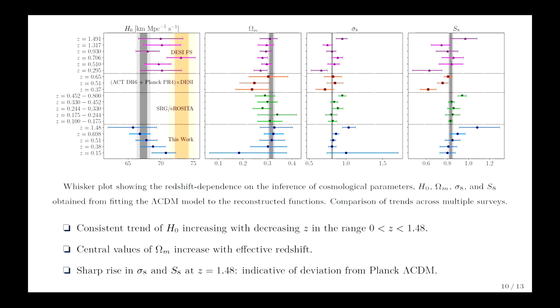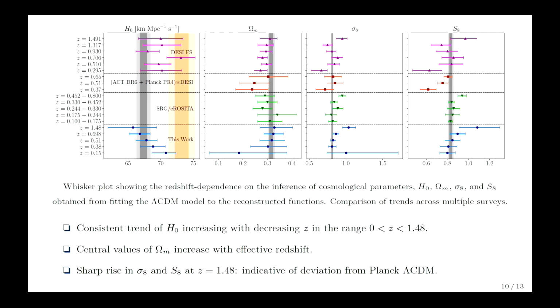So, these are the trends we observe for each of these individual redshifts. From z = 0.15 to 1.48, we see an increasing trend in H0. H0 is closer to the local value, and then it goes closer to the Planck value as redshift increases. If we compare this with omega m, we see that the constant value of omega m is mostly consistent within 1 sigma. However, there is a slight increase in the mean values of omega m.